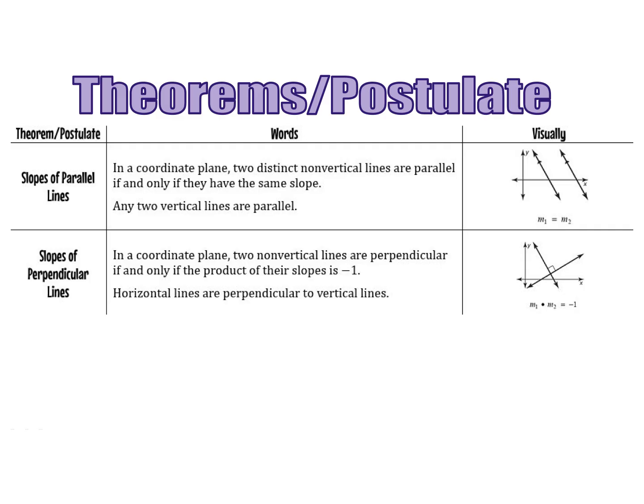We have two theorems or postulates in this section, and they are pretty intuitive. They make sense if you think about them. In a coordinate plane, two non-vertical lines are parallel if and only if they have the same slope. So now we have a postulate that we can use to talk about the slopes of parallel lines. Parallel lines have the same slope. Let's actually add that here.